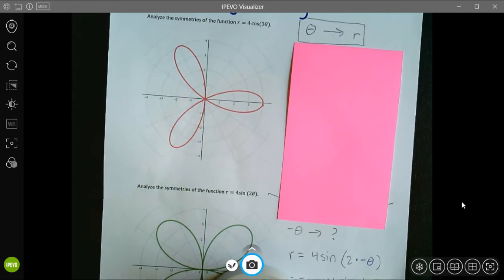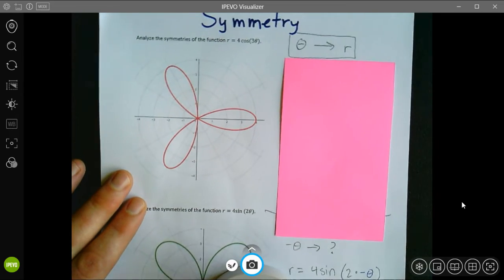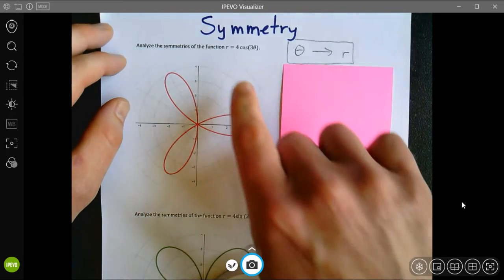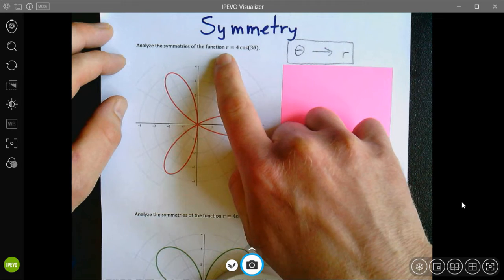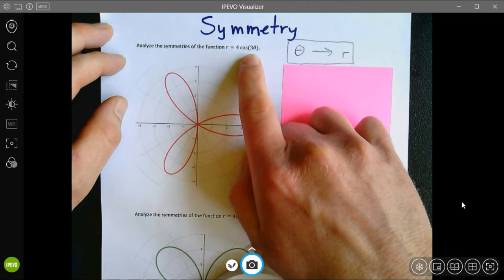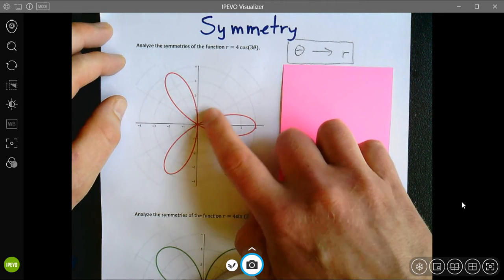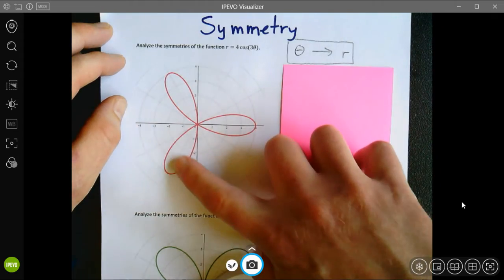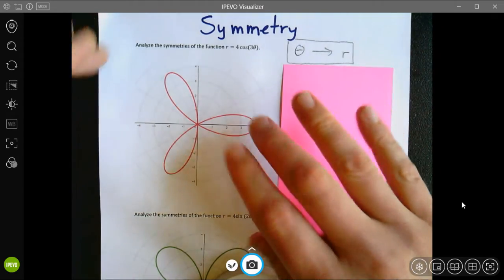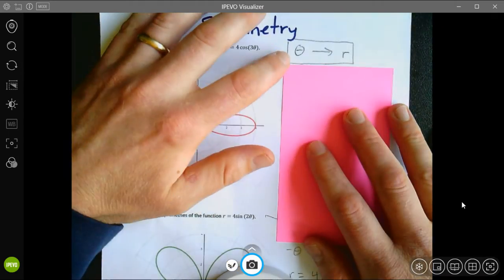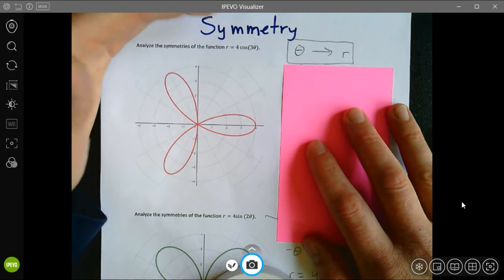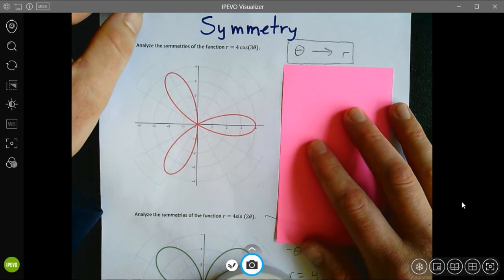All right, so let's see how that plays out when you're analyzing a polar graph. First, let's take a look at the equation r equals 4 cosine 3 theta. The graph of that equation is shown here. So you can already start to see some of the symmetries that are going on, but how do you use the algebra to prove that those symmetries are what we think they are?